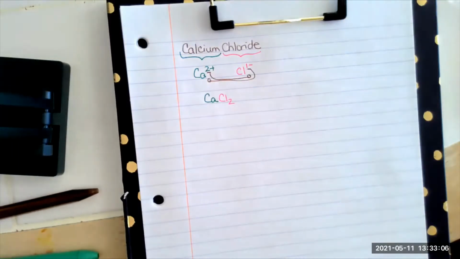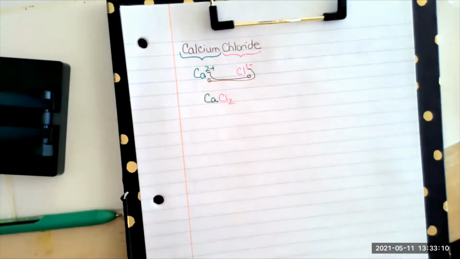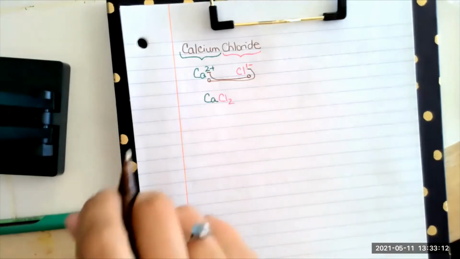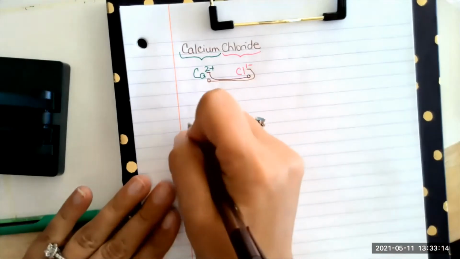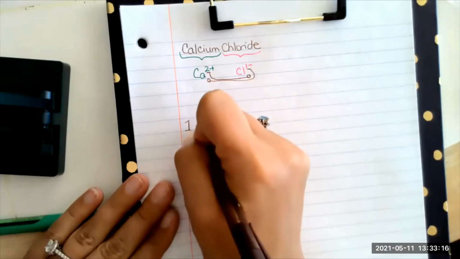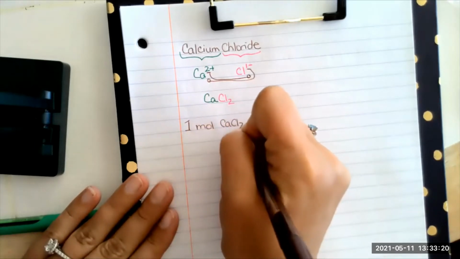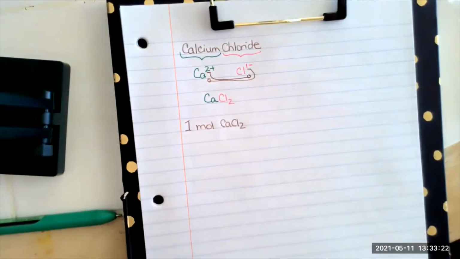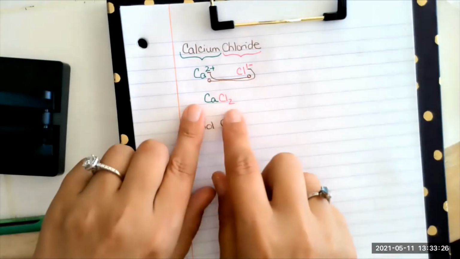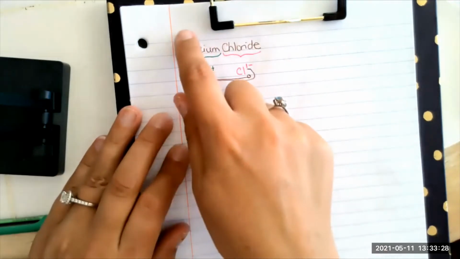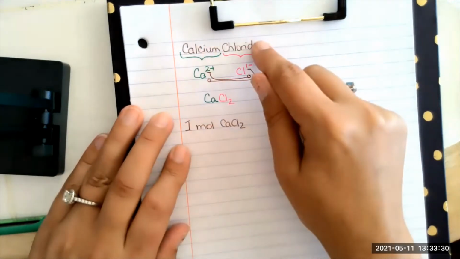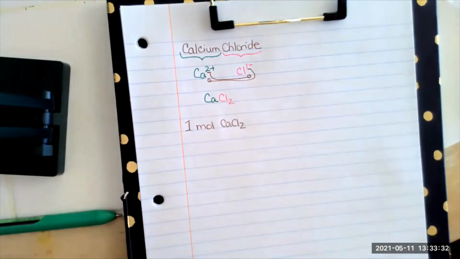Okay, so now let's break it down. I have 1 mole of the entire compound, so I have 1 mole calcium chloride. Then I have to break that compound down. It's easy to say, except for calcium chloride, but look at the names. I have calcium, which goes with Ca. I have chloride, which goes with Cl. So I know I have to break it down to at least 2 more things.